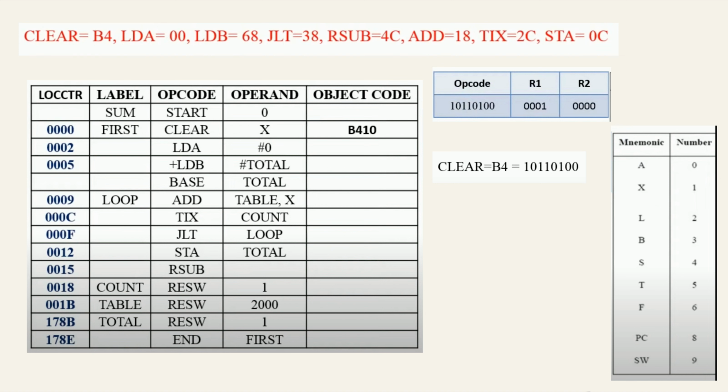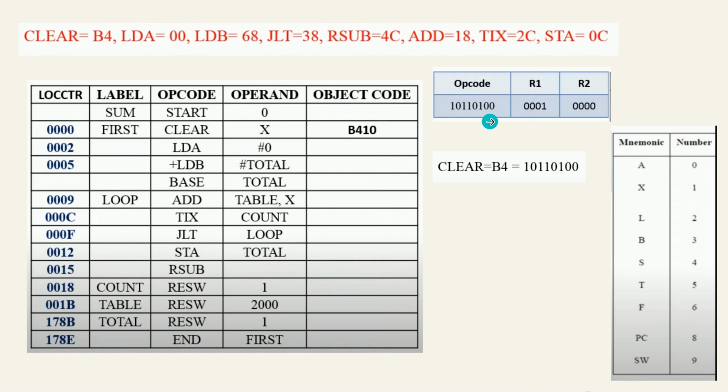In format 2, the opcode occupies 8 bits, so we take all these 8 bits for representation. How do we represent it in our object code? We represent it in this way. This is the opcode, this occupies the first register, and this occupies the second register. I'll just write it over here: opcode, register 1, register 2, occupying 8 bits, 4 bits, and 4 bits. So what is the opcode value for clear? 1011 0100.